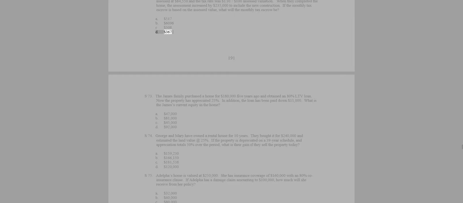S73. The James family purchased a home for $180,000 5 years ago and obtained an 80% LTV loan. Now the property has appreciated 25%. In addition, the loan has been paid down $11,000. What is the James's current equity in the home?